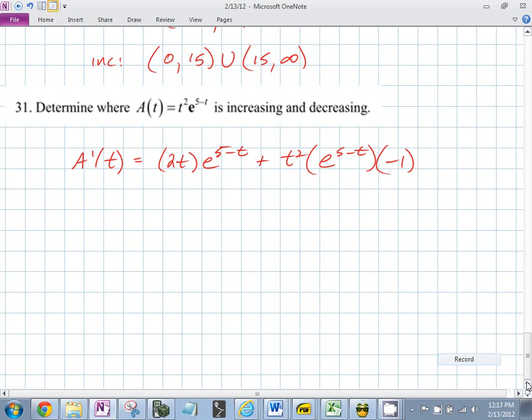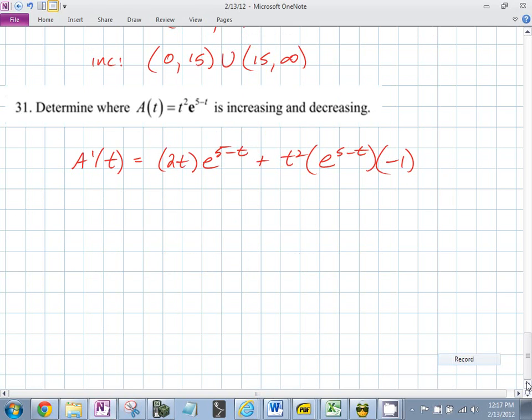Wait. That's a chain rule. Chain rule, e to the 5 minus t. When you take the derivative, you do the derivative of e to the 5 minus t times the derivative of this. What's the derivative of 5 minus t? Now, what are we interested in solving for? Where it's equal to 0.